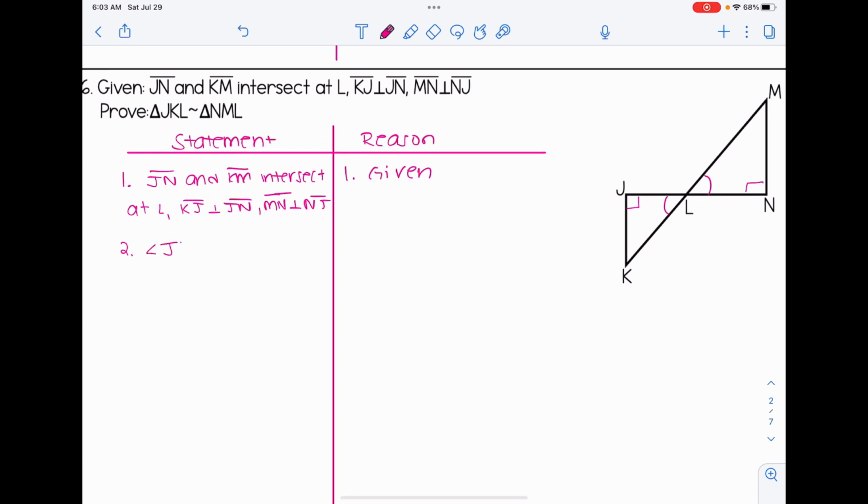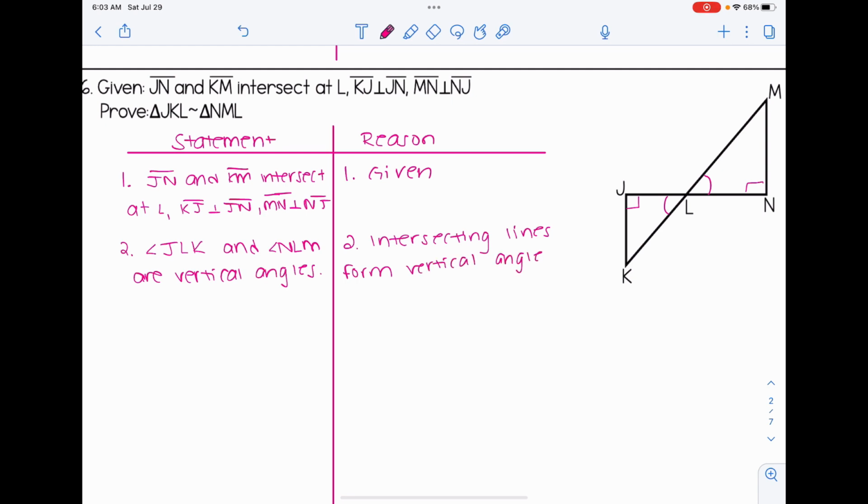So angle JLK and angle NLM are vertical angles. And that's because intersecting lines form vertical angles. I want to make sure that my proof is clear that those angles are congruent though. So I'm adding an extra line where I say they're congruent because vertical angles are congruent.